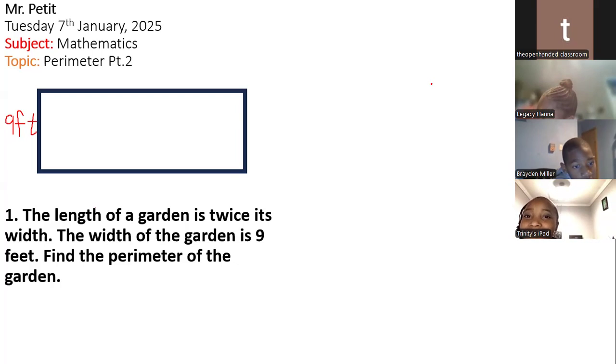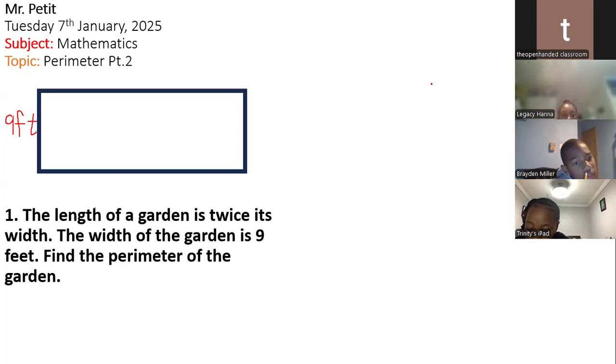Add 9. Add 9 where? Add 9 plus 4. Okay, she's saying add 9 plus 4. Can I try? Go ahead, Brayden. Add 9 twice and 18 twice. Why you say 18? Because the 9 feet doesn't match the top.